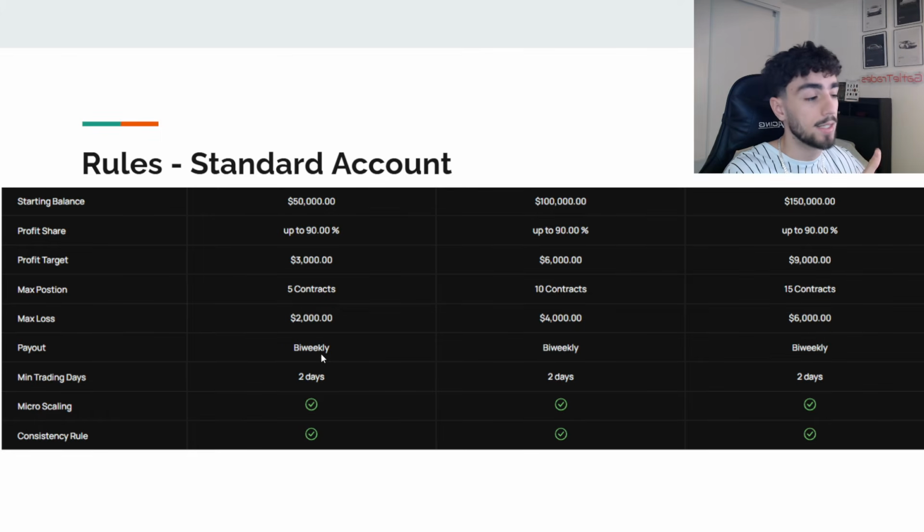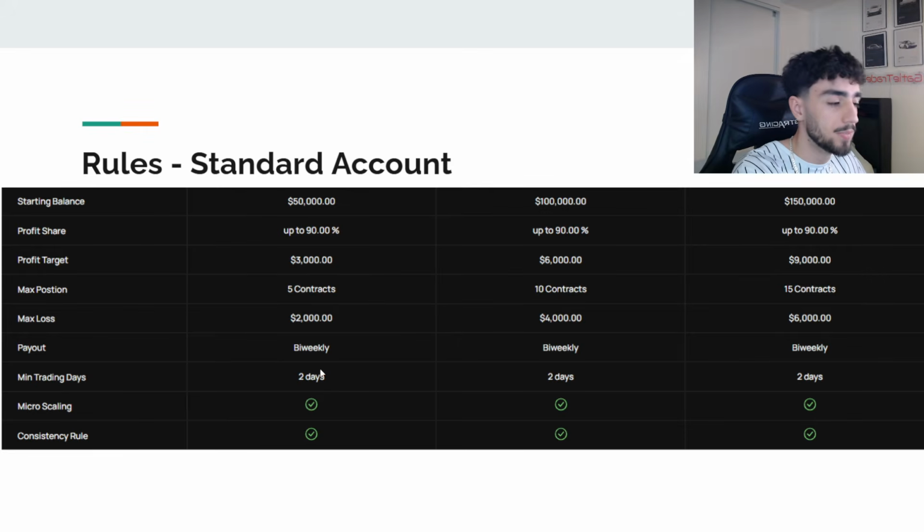There is micro scaling, so you can trade 50 micros here, 100 micros here, and 150 micros here, right? Your profit share on a standard account can go up to 90%, but we'll talk about that shortly. Maximum loss is 4% on every account, so 2,000, 4,000, 6,000. You can get payouts up to 2 times a week. To pass the eval, there is a 50% consistency rule.